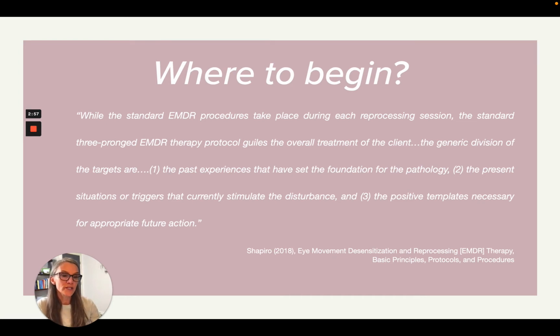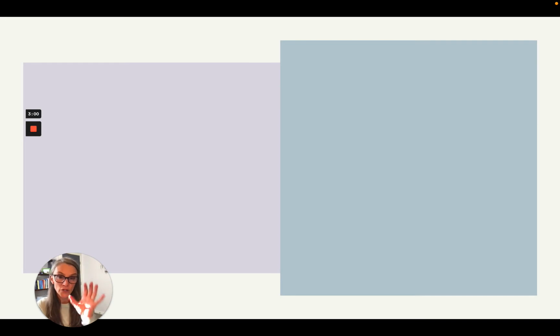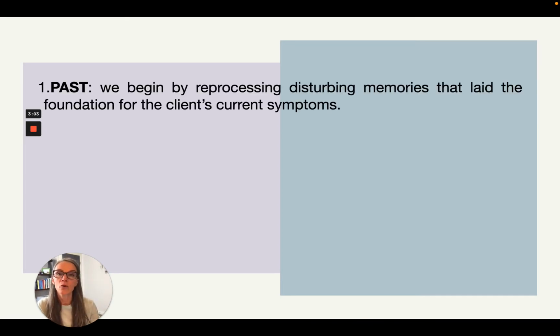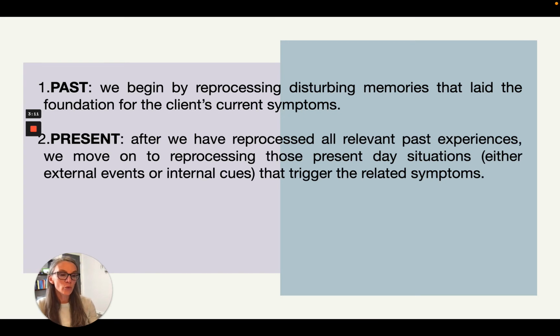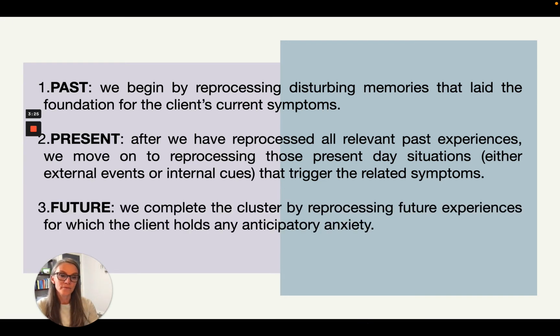So what Shapiro is proposing is that we work within a single target list or cluster in the following order. We begin by reprocessing disturbing memories that laid the foundation for the client's symptoms. And after we have reprocessed all of the relevant past experiences, we move on to reprocessing those present-day situations, either external events or internal cues that trigger related symptoms. And then we complete the cluster, so we finish working within that single target list, by reprocessing any future experiences for which the client may hold any anticipatory anxiety.